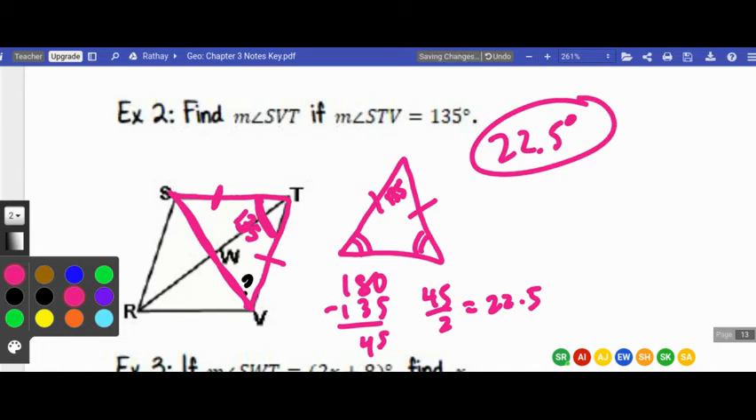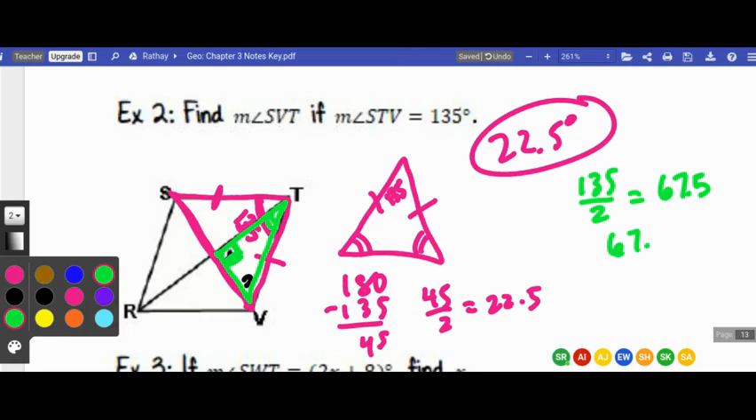Another way to do that question is instead of looking at the isosceles triangle that is half of the rhombus, we could focus on this triangle right here I'm putting in green. In the green, we know that we have a right angle because the diagonals are perpendicular. We know that this angle up here by T is half of 135. 135 divided by 2 is 67.5. And so that gives me the vertex angle.